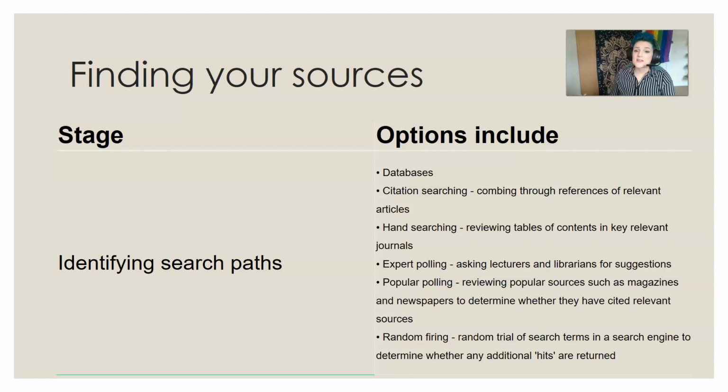Finally, we have random firing. Now this is a random trial of search terms in a search engine to determine whether any additional hits are returned. So if you've gone through databases, citation searching, etc., and you just want to make sure that you've not missed anything, you can randomly search keywords and phrases in search engines and see if anything else comes up.